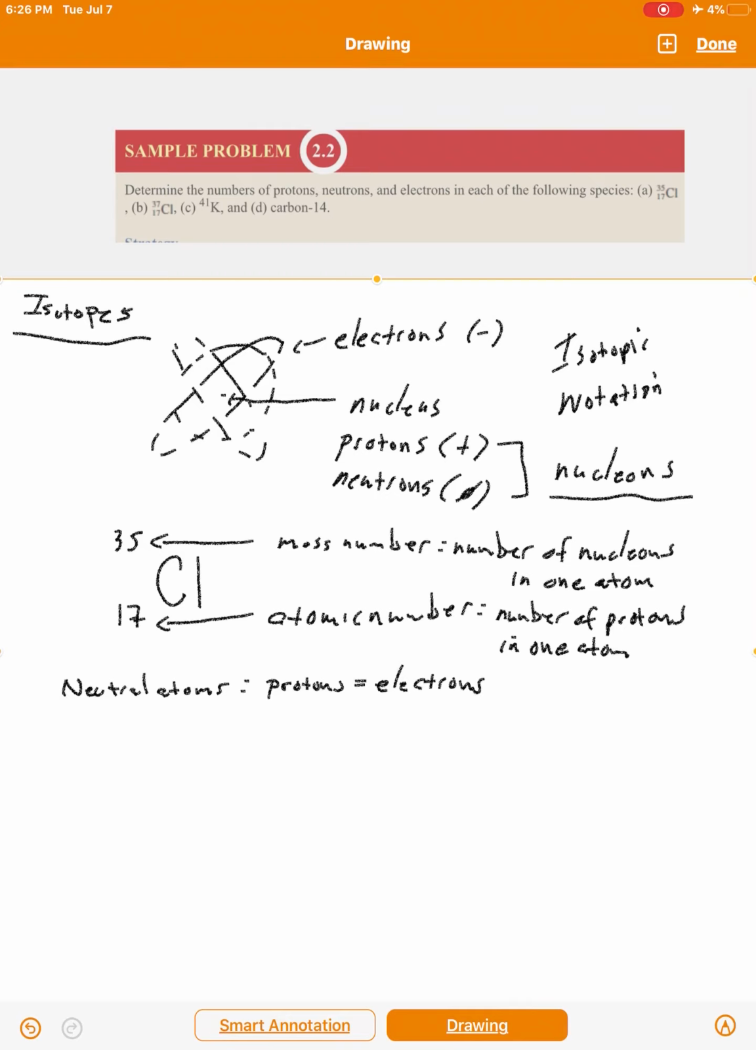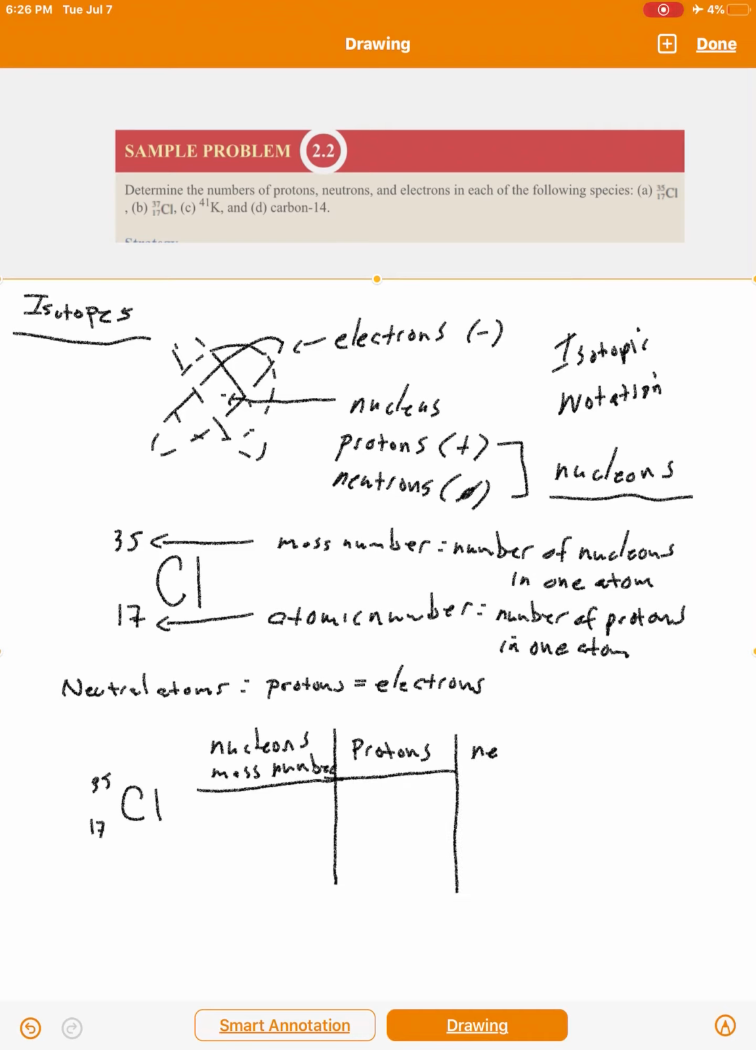So let's go through this isotopic notation. I'm going to start with chlorine 17, 35. We're going to count up the number of nucleons, which is the mass number. From that information, we're going to get the number of protons, neutrons, and then from that we'll also get the number of electrons. Very simple exercise. So let's begin it with chlorine 35.